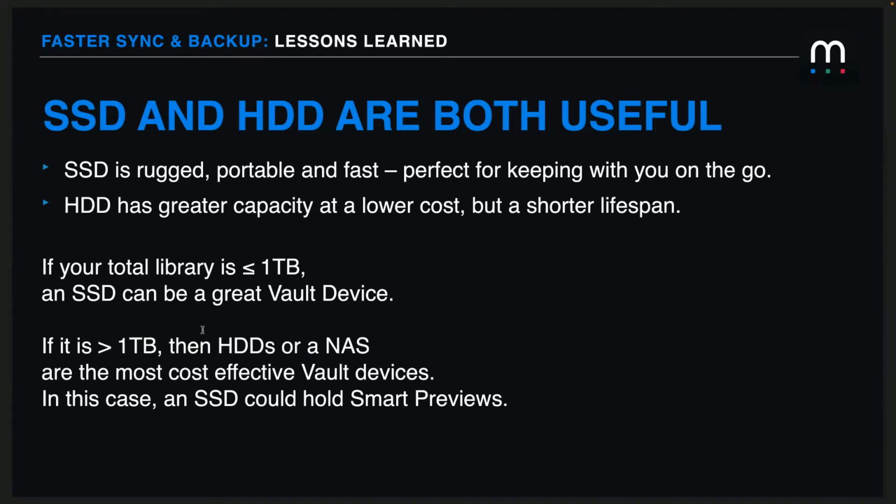If we have more than 1 terabyte, then a hard disk drive is going to be much better because hard disk drives have higher capacities available and at much lower cost, but they do have a limited lifespan compared to solid state drives. So when you're choosing your vault devices, each of these is a media type. They're definitely a different type of storage. So I have one of each as an example, because I have a library that still fits.